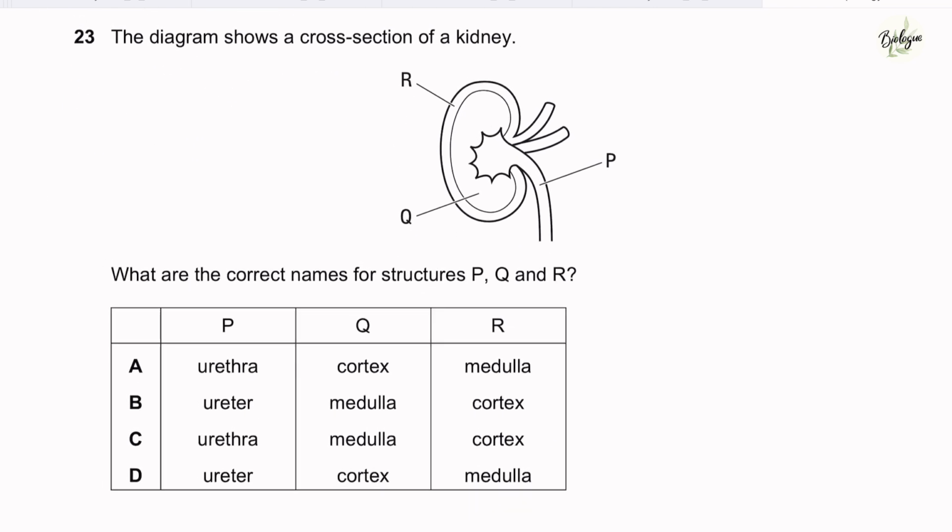Question 23, the diagram shows a cross-section of a kidney. What are the correct names of the structures P, Q, and R? Okay, so P in this case is the ureter. Now this is quite difficult to say. This is the ureter. Q is the medulla, which is the inner tissue, and R seems to be the cortex. So it does look like the answer is B.